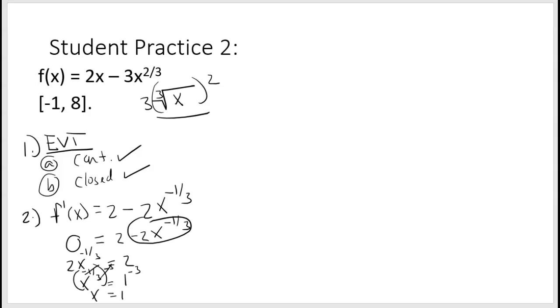Step 3. Now, step 3 is interesting. I'm going to do the first part of it for you. This time there actually is a place where it's undefined. The derivative, as we said, was this, right? It's 2 minus 2x to the -1/3. This thing is actually undefined somewhere, and I'll show you.